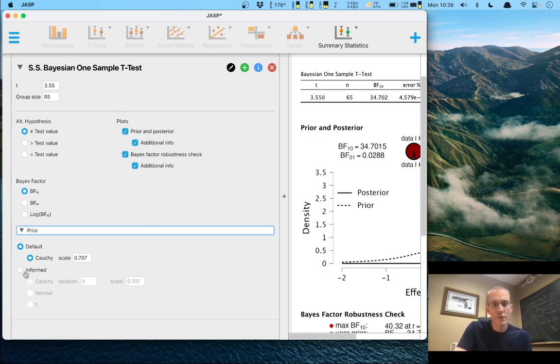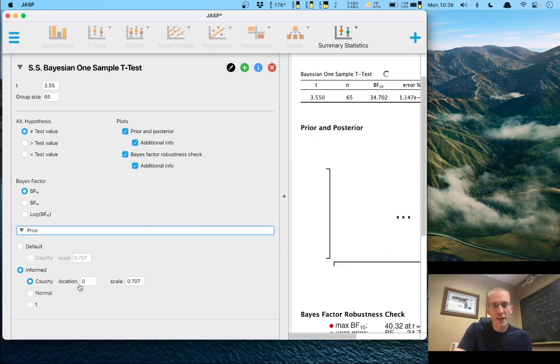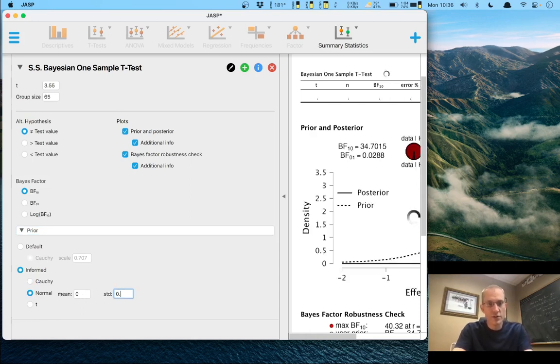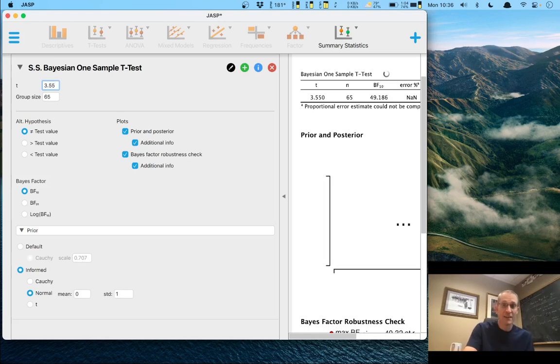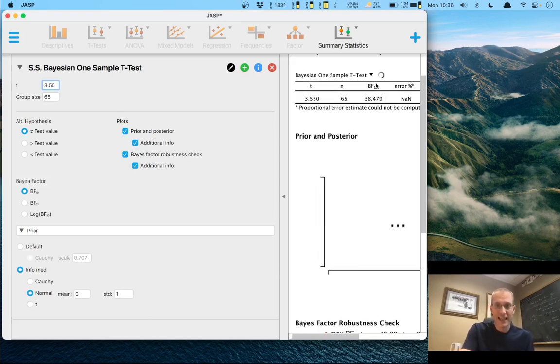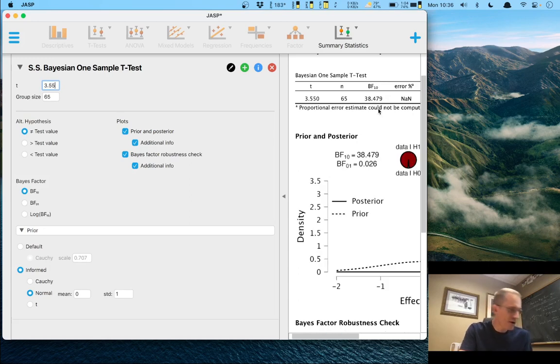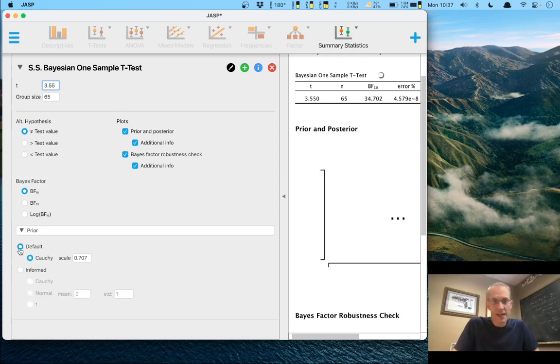You can also do what are called informed priors. I'm not going to talk about that here, but this does let you move the Cauchy around off of 0. You can do normal distributions. Like remember the very first one, if we wanted to do a mean of 0 and a standard deviation of 1, we could actually specify that here. In fact, you'll see the resulting Bayes factor has changed. It went from 34 to 38 now. So again, that just shows that the Bayes factor's value itself definitely depends on the prior that you take. But for most purposes, at least in the beginning, it will suffice to use the default prior.